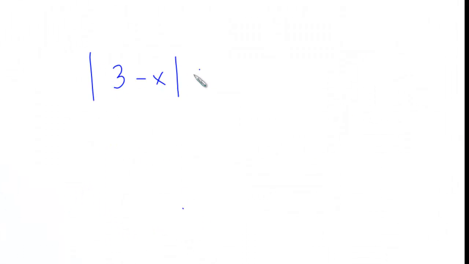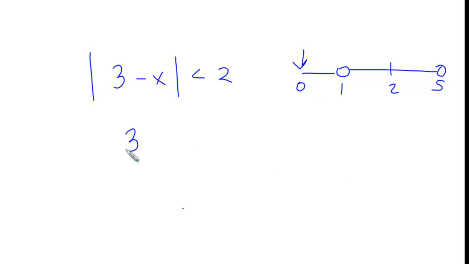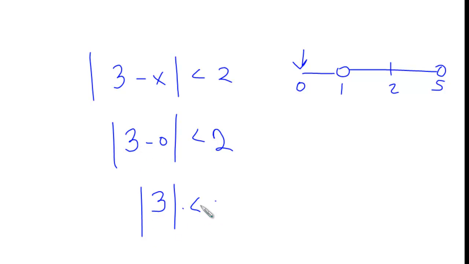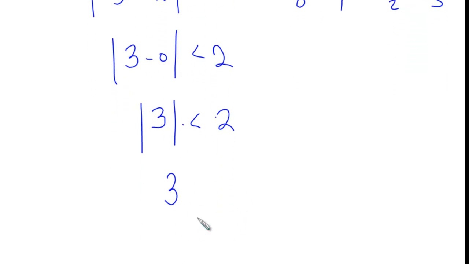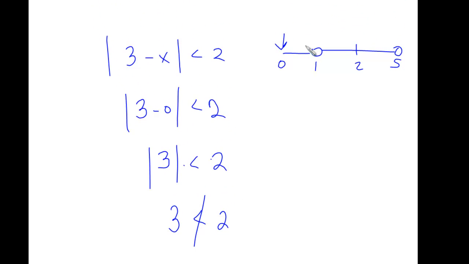The absolute value of 3 minus x is less than 2. We said our answer was between 1 and 5. So let's choose 2. Better yet, let's choose an answer that we know is not an answer, 0. If we plug 0 into the absolute value symbol, we get 3 minus 0 is 3. And then the absolute value of 3 is less than 2. Well, the absolute value of 3 is 3. 3 is not less than 2. So therefore, values on this side of 1 are not a solution.